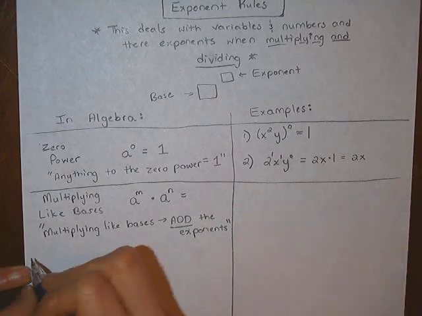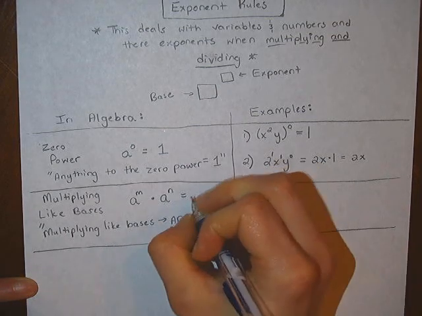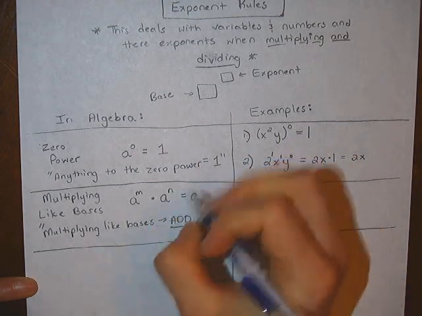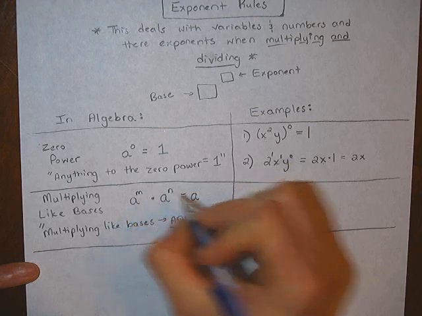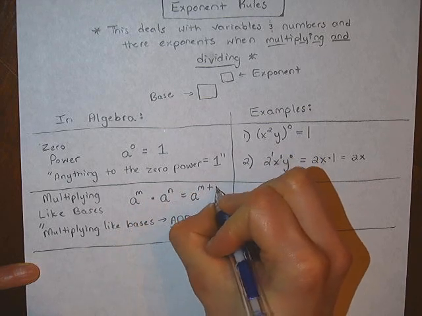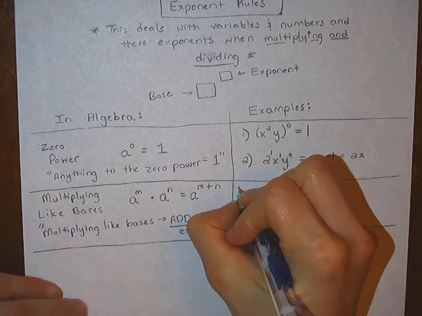Okay, so when we do that, the base stays exactly the way it is. So notice I just bring my a over, and then whatever these numbers are, because usually they will be numbers, you just simply add them. So you take the m plus whatever the n is, and you would simplify that, and that would be your answer. So some examples with that.